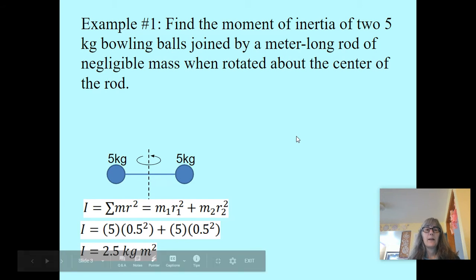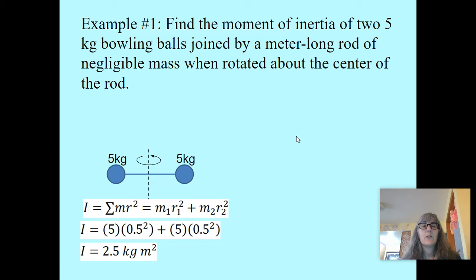So let's go through a couple of examples. First one, we have two bowling balls that are joined by a meter-long rod that doesn't have any mass to it. And we want to know what is the rotational inertia when it's rotated about the center of the rod. So our equation is I is equal to the sum of mr squared. We have two objects, so we're going to have m1 r1 squared plus m2 r2 squared. The 5 kilograms is the mass of each one, and our r is the distance to the axis of rotation. Since it's a meter between the two objects, the distance to the axis is going to be 0.5 meters for both of them. So we plug it in, we end up with 2.5 kilogram meters squared.